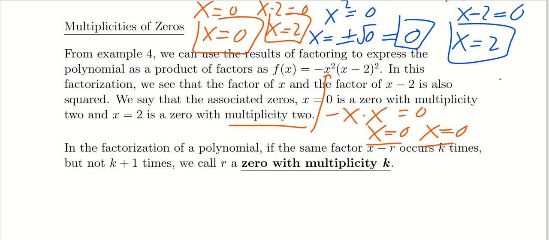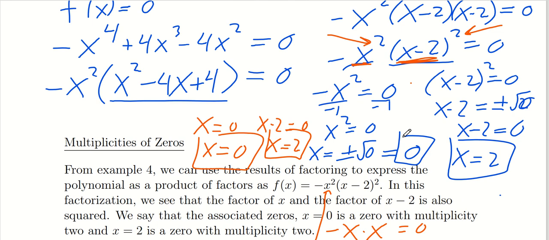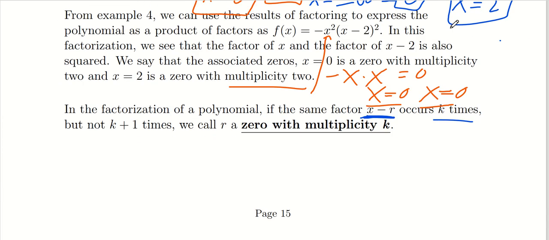When we have our polynomials factored, if the same factor, let's call it x minus r, occurs k times, but not k plus 1 times, then we say that r is a zero with multiplicity k. So coming back to this previous example once again, both 0 and x equals 2, which were zeros of this polynomial, would have multiplicity 2 because the factor x appeared to the second power in the complete factorization, and the factor x minus 2 appeared to the second power in our factorization.